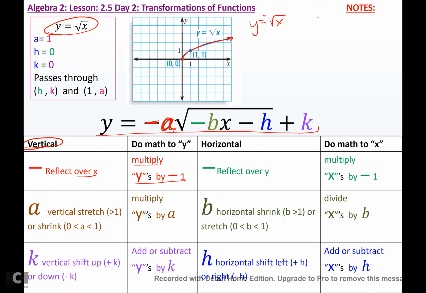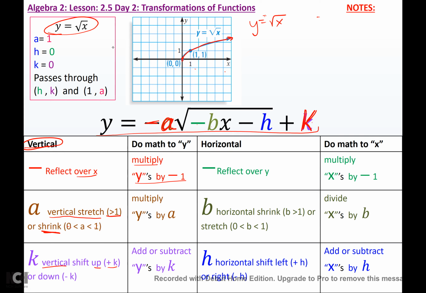The a, if it's bigger than 1, is going to cause a vertical stretch. If it's a fraction like 2/3, 1/5, anything between 0 and 1, then it's going to be a shrink. And your k, that's the other thing that's outside, is going to be a vertical shift up if you're adding, down if you're subtracting. Sorry.